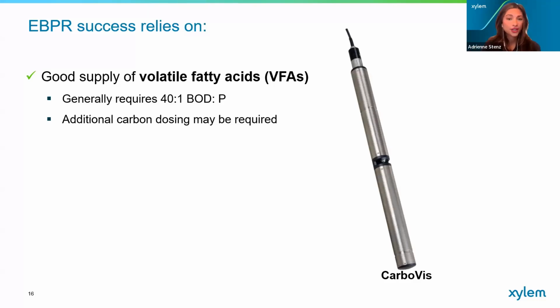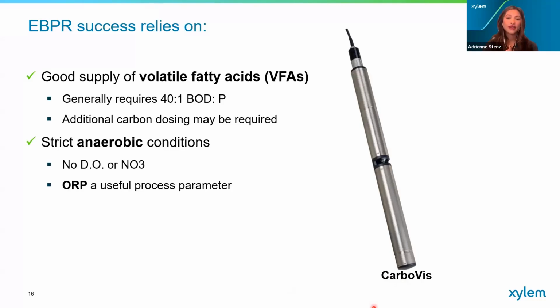Simple methods for monitoring volatile fatty acids don't exist. However, online monitoring of COD and BOD is possible with a spectral sensor like shown here. And that can be beneficial if you are dosing external carbon to optimize the use of carbon that's in the wastewater and minimize the use of external carbon.